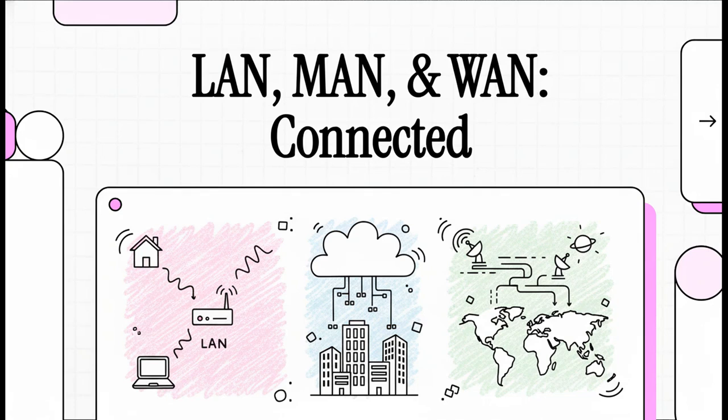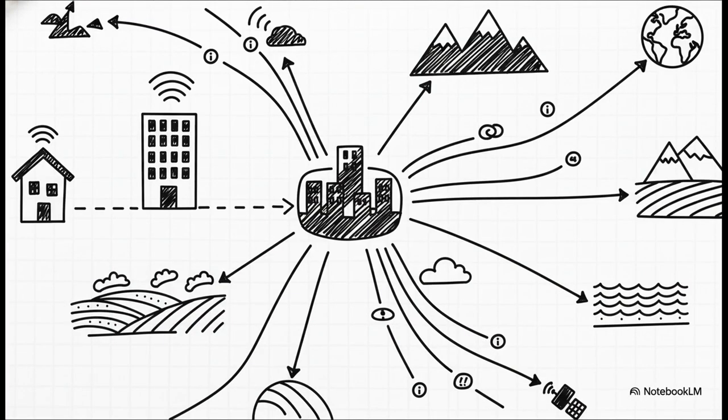Have you ever stopped to think about how that video call actually gets from your laptop to a friend who's clear across the country? Or how you can just press play and stream a movie that was made halfway around the world? Well, it all comes down to this incredible layered system of networks. And today, we're going to break down the three big ones that make our entire digital world possible: LAN, MAN, and WAN.